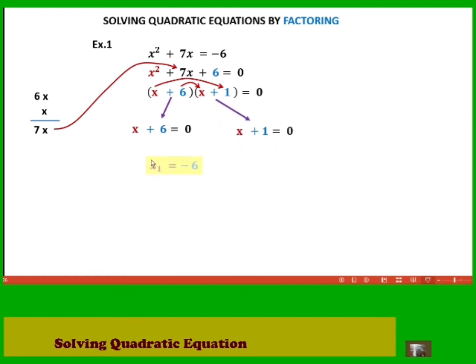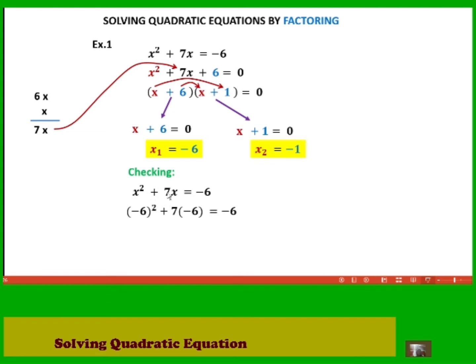Solving for x, transfer positive 6 to the right becomes negative, and on the other side, transfer positive 1 to the right becomes negative. So these are the two values of x, negative 6 and negative 1. Checking our answer, substitute the value of x in the original equation, x squared plus 7x equals negative 6. If x is negative 6, substitute x with negative 6. Negative 6 squared is 36. Positive 7 times negative 6 is negative 42. 36 minus 42 is negative 6. So they are equal on both sides.